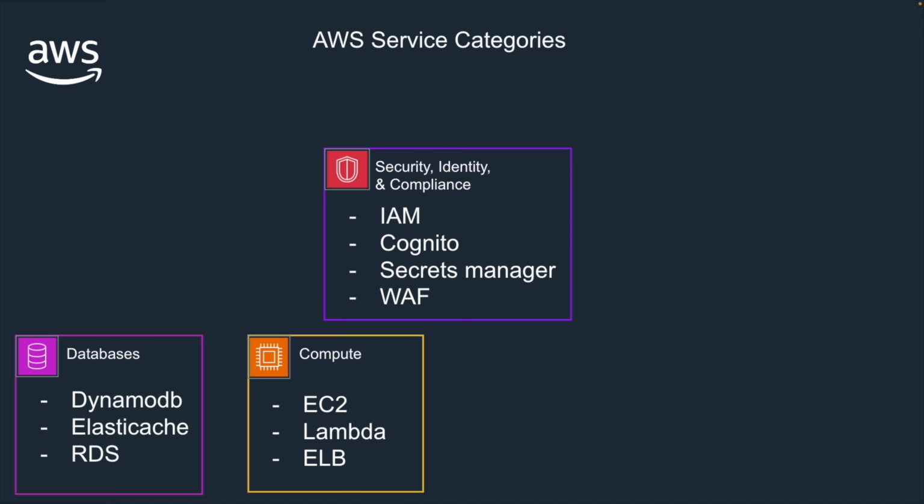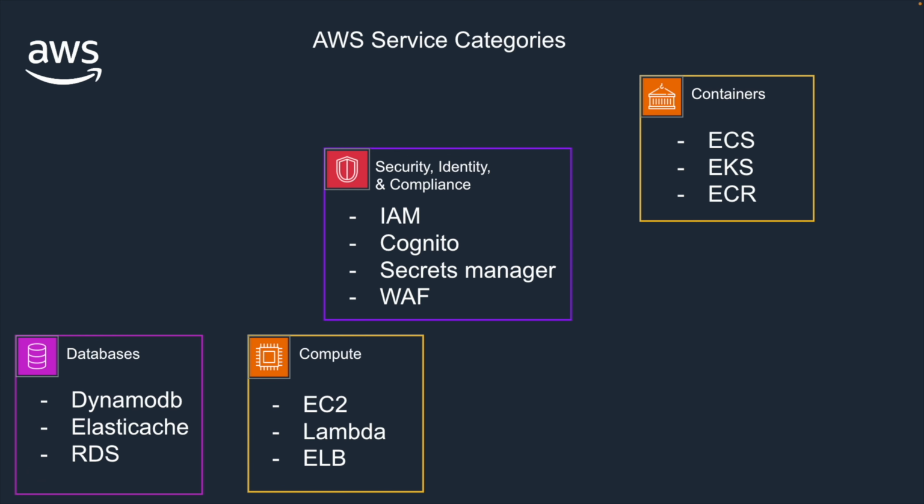Databases. Amazon DynamoDB, this is a serverless NoSQL database. The convenience is that you pay only when you work with it. Again, if you are not using it, you don't pay. ElastiCache, it's a Redis or Memcached database. RDS, Relational Database Service, where you can run MySQL or any other relational databases.